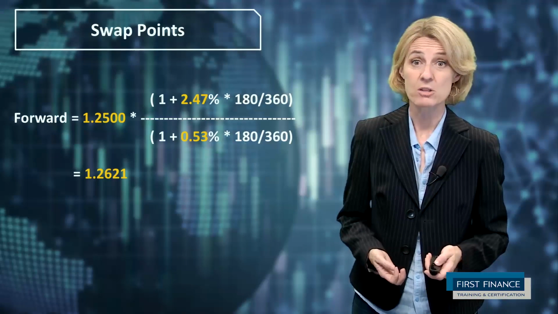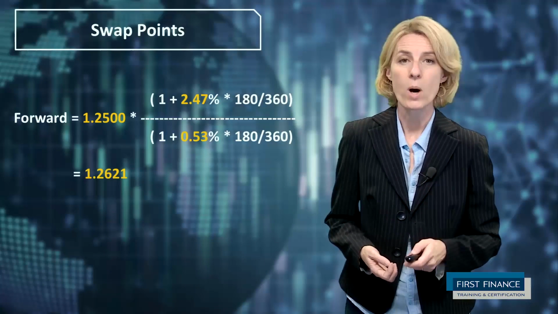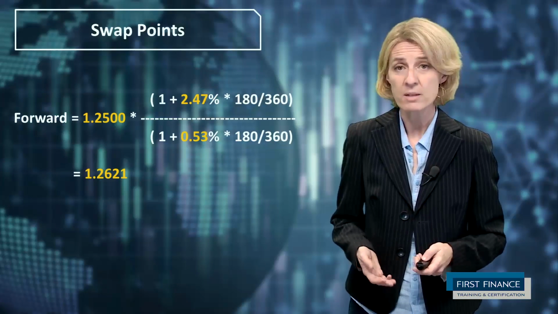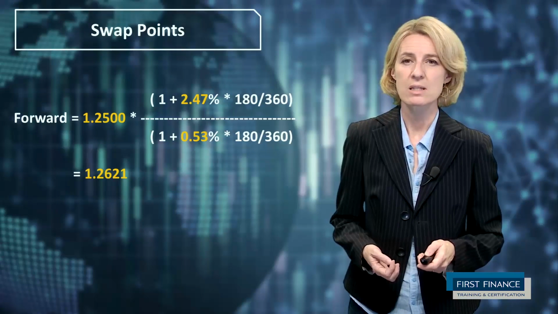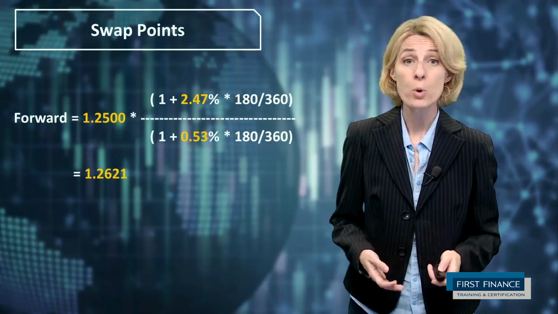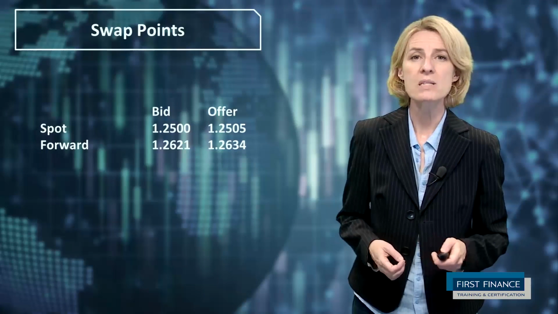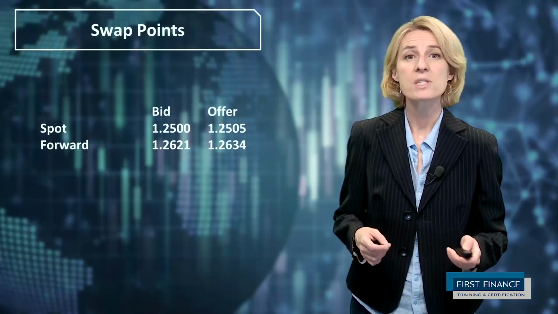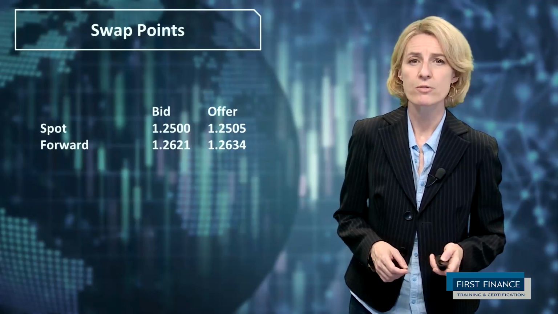So their calculation, the forward rate becomes 1.25 multiplied by 1 plus 2.47% multiplied by 180 over 360, divided by 1 plus 0.53% multiplied by 180 over 360. And that equals 1.2621. So we've got a forward price with a bid-ask spread where the forward price is 1.2621 to 1.2634. Compare this with the spot price, the euro-dollar spot of 1.25 to 1.2505.